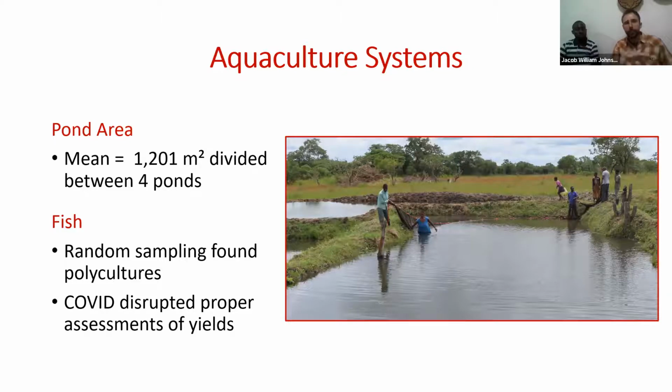The fish, we did a random sampling at the end, and of course polycultures were present, but the outbreak of the coronavirus disrupted a proper assessment of yields and fish composition within the ponds, which is a bummer because we were hoping to get an assessment of productivity, which we were unable to get.